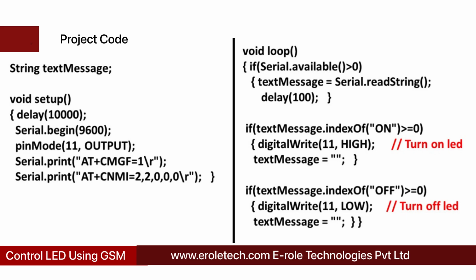Void loop. This function will run over and over again forever, so whatever we have written inside it will repeat forever. Serial.available greater than 0. It means if any data is received, then program will go under this loop. Text message equals serial.readString. This function will save the received message in the variable text message. If received data is on, then LED will turn on. If received data is off, then LED will turn off.